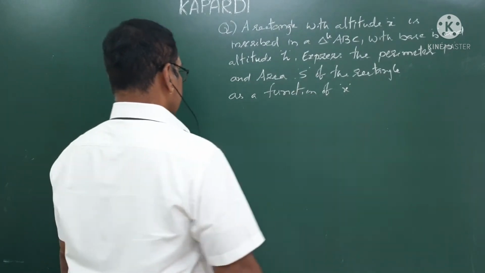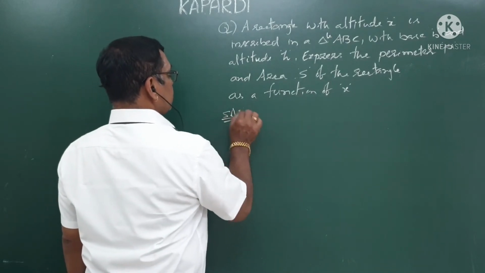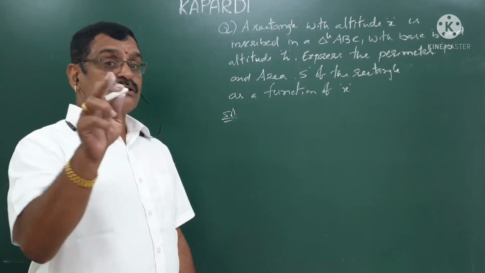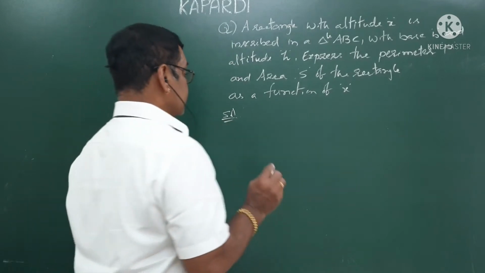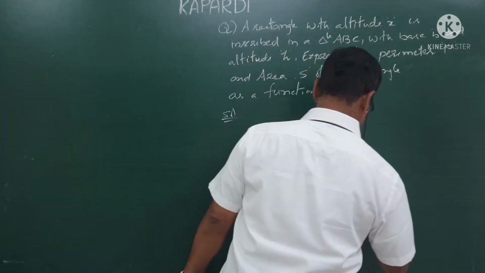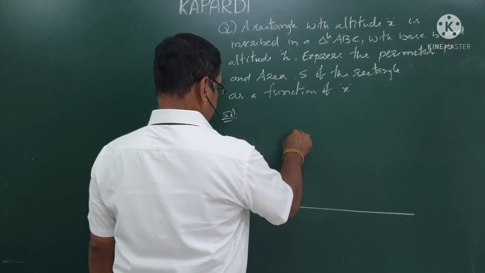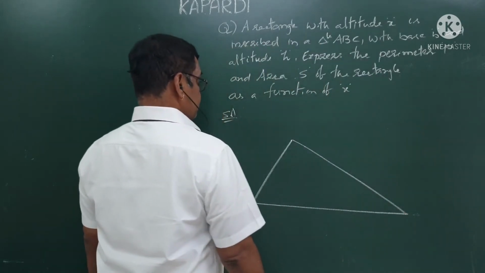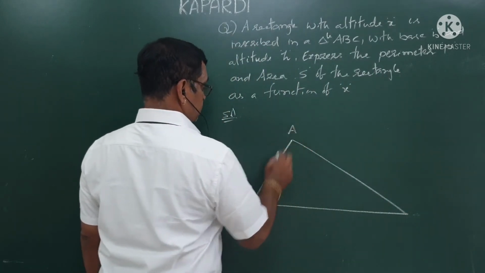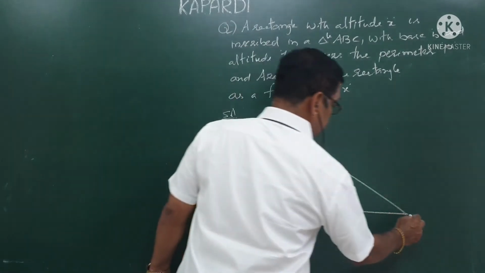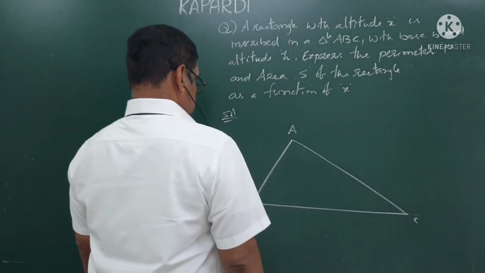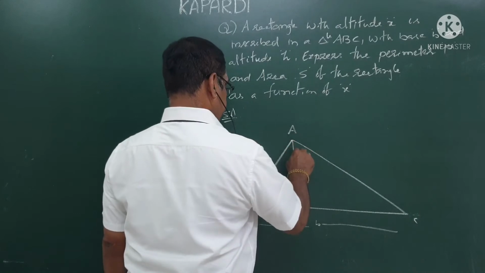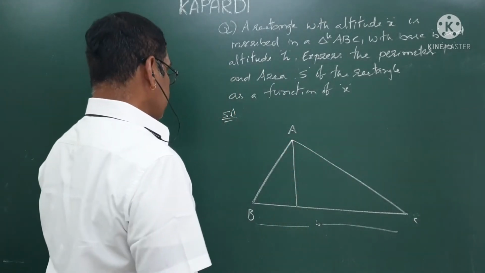Okay. Now, solution. First of all, let me draw the picture. I assume that all the vertices of the rectangle lie along the sides of the triangle. So that is the point 1. So I'll go for a very big triangle. I'll take a triangle like this, that is A, B and C. Given, this is b. Of course, this is the height. Okay, what I do? My rectangle.